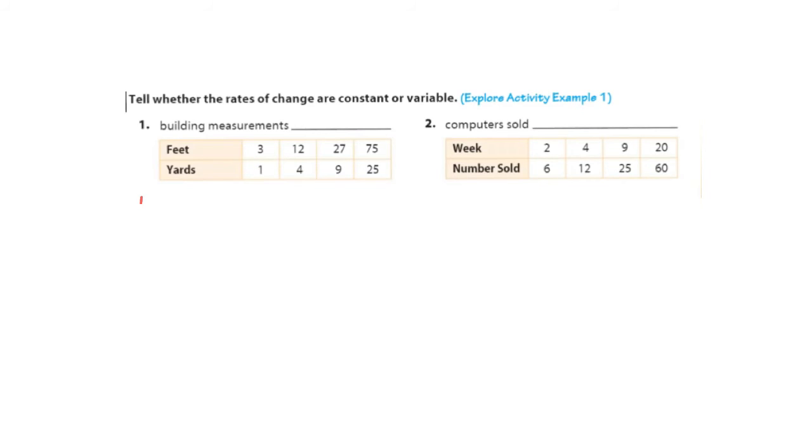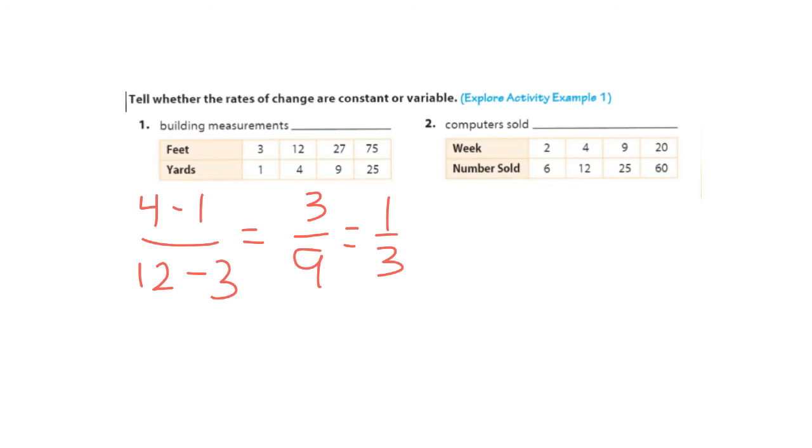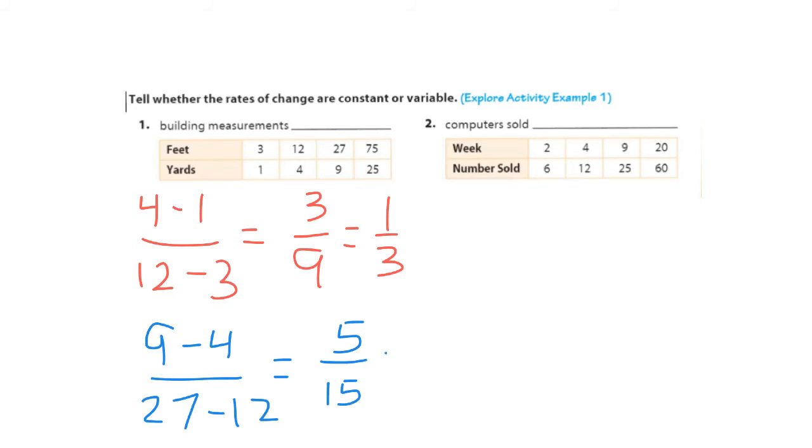So for the first one, we'll take 4 subtract off 1, 12 subtract 3, and you get 3/9, which equals 1/3. For the next one, you want to do 9 take away 4, and 27 take away 12. So 9 take away 4 is 5. 27 minus 12 is 15. That reduces to 1/3. So far the rates of change are the same.